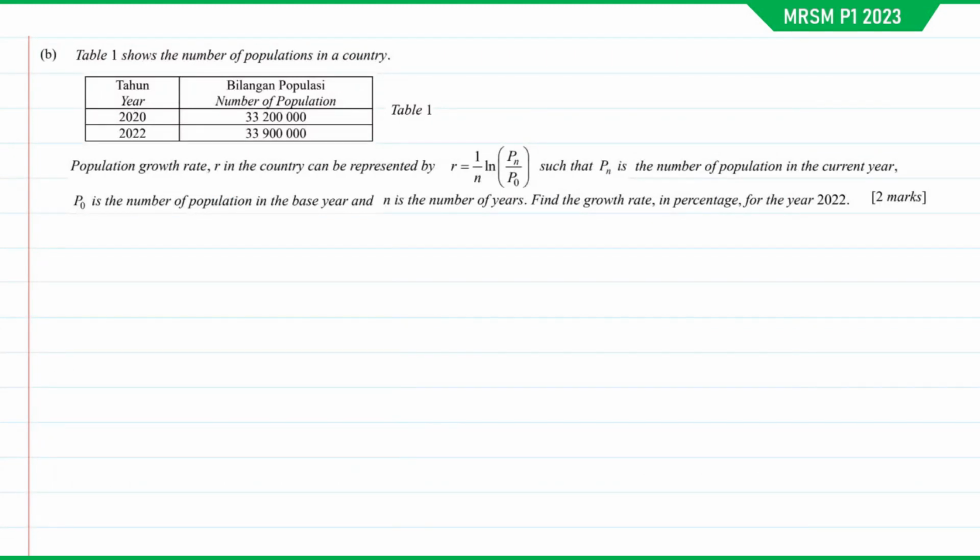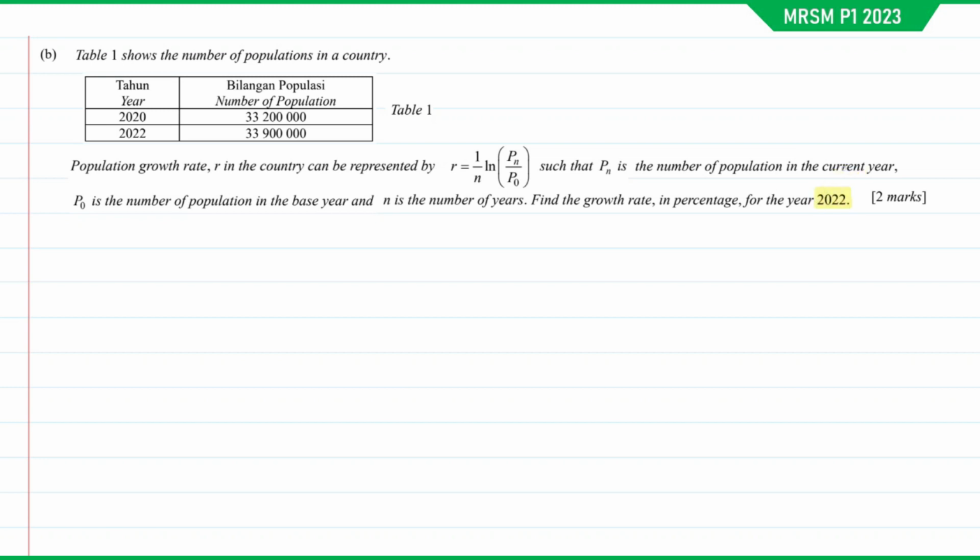Question b. Table 1 shows the number of populations in a country. Population growth rate R in a country can be represented by R equal to 1 over n, ln Pn over P0, such that Pn is the number of population in the current year, P0 is the number of population in the base year, and n is the number of years. Find the growth rate in percentage for the year 2022.